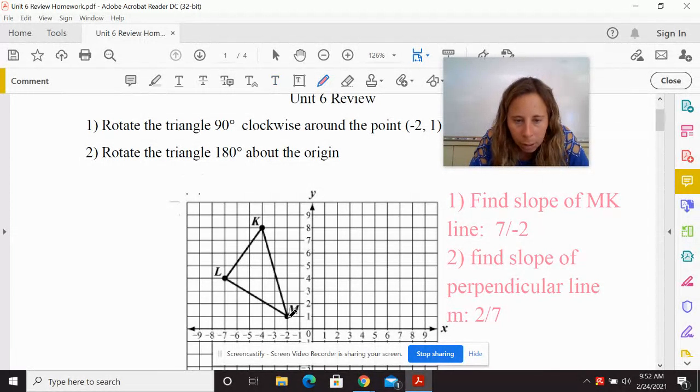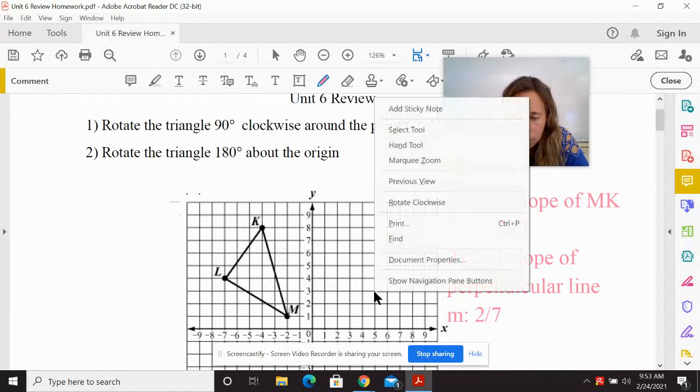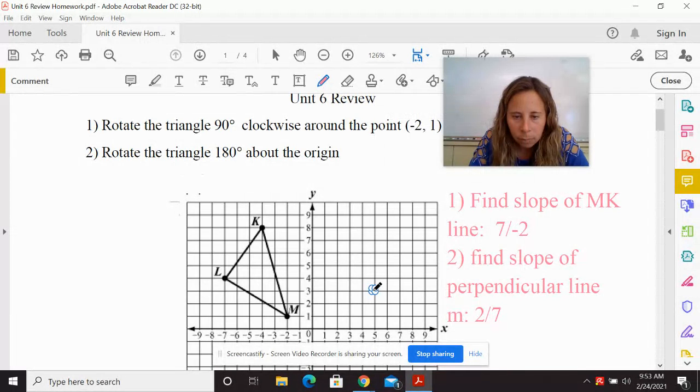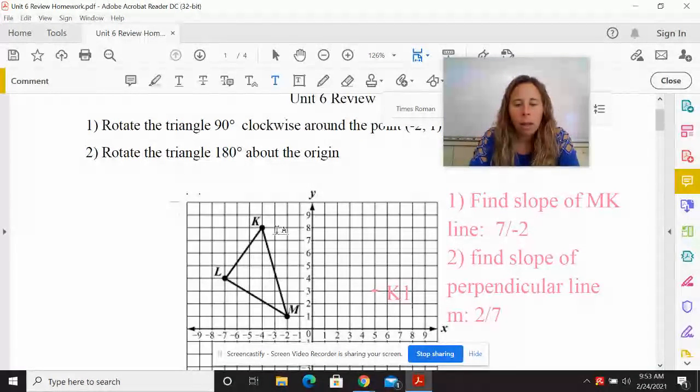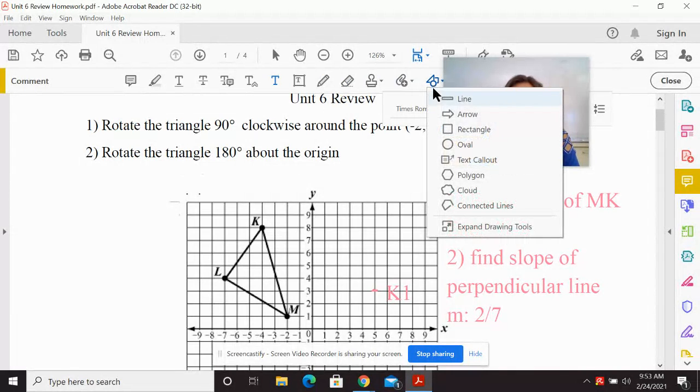All right. So starting at my point of rotation, which is M, I'm going to go up 2, 1, 2, over 7. 1, 2, 3, 4, 5, 6, 7. That was probably a really small dot. Oh, no, it's fine. Okay, I'll make it a little bigger. There. Okay, so that is K prime, K1, whatever you want to call it. You can go ahead if you want and connect those with a line.